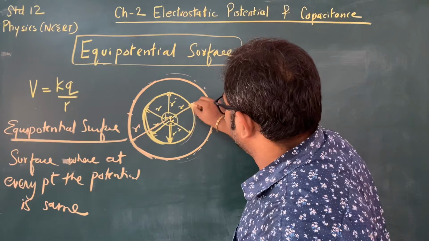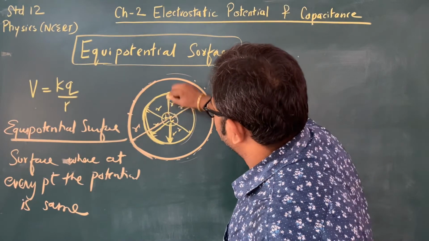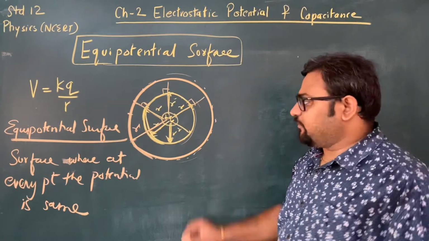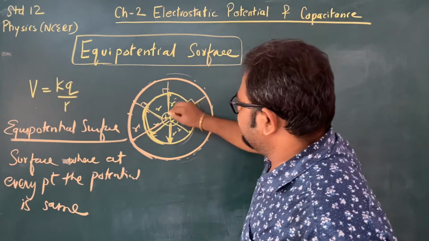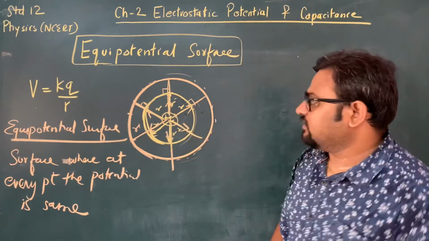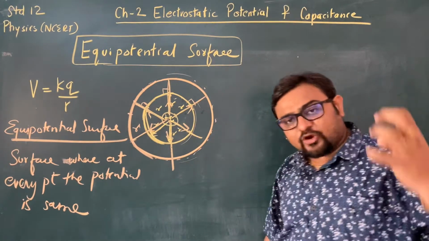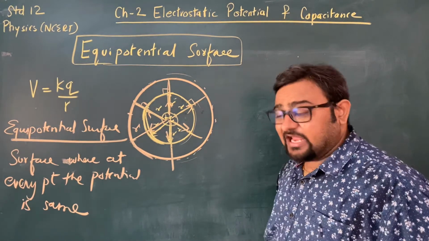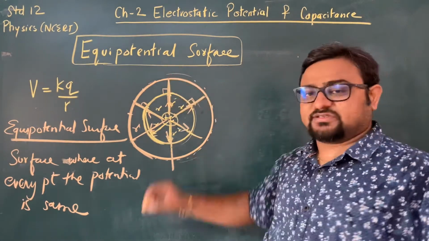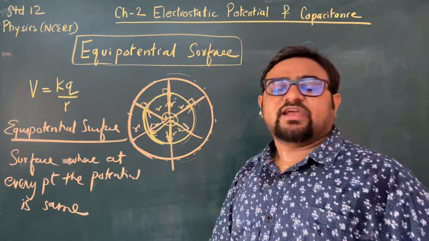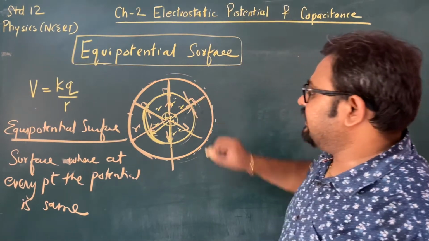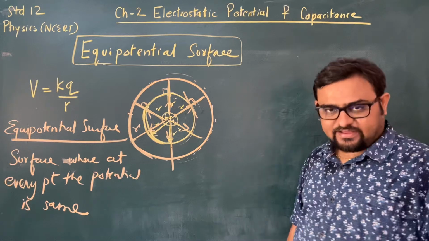Okay? And one more thing, the equipotential surface will be perpendicular to this r. If I take this, it will be perpendicular; if I take this, perpendicular, this perpendicular. Now if this is a positive charge, these are the electric field lines, radially outward. So the equipotential surface will be normal to the electric field lines, because when I form a tangent, it will make an angle of 90 degrees.